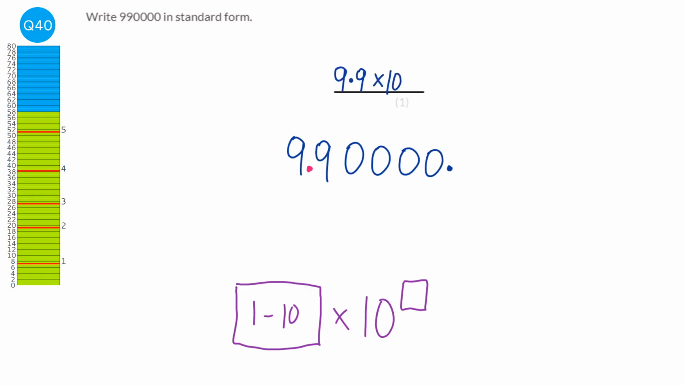Next thing I do is work out what the sign of the power is going to be, and it's dead easy. If it's a negative, it's a really small number, so 0 point something. If it's positive, it's a really big number. Well, we've got a big number here, so it's going to be positive. And the last thing I do is count the jumps between our original decimal point and our new decimal point. So 1, 2, 3, 4, 5. So there's 5 jumps, so it's going to be to the power of 5.